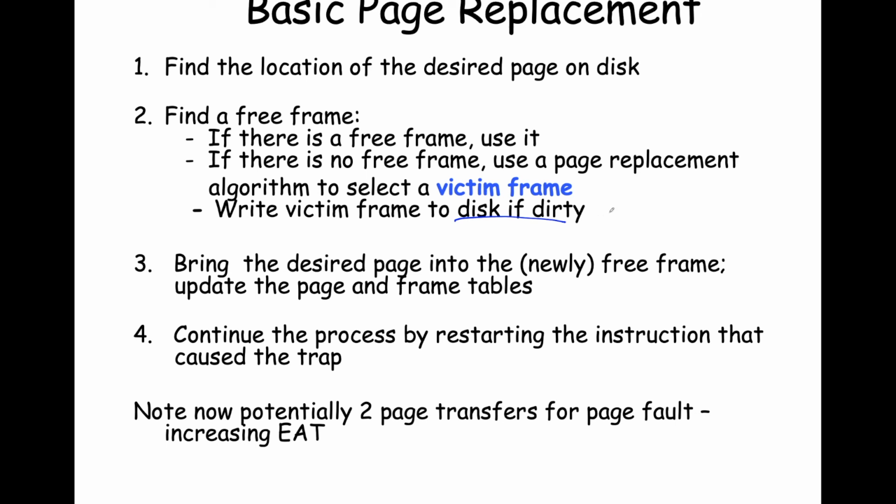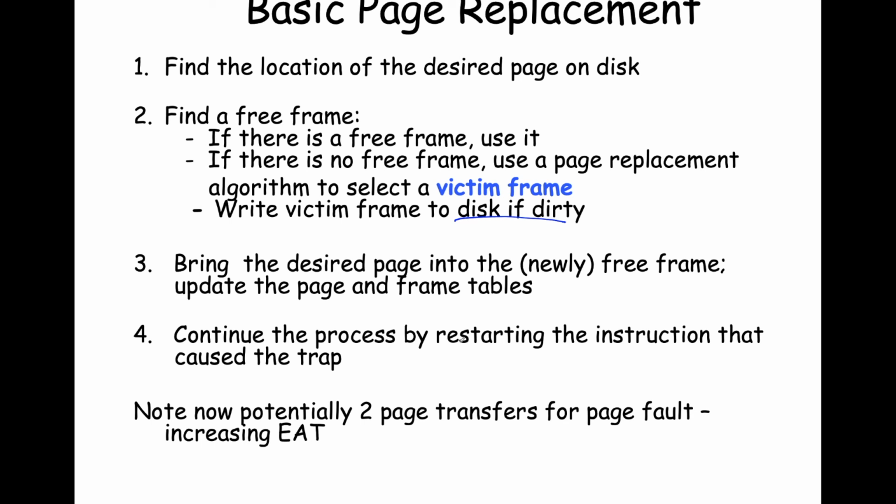So then you bring the desired page into the newly freed up frame, and then you update the page table as well as the frame tables to reflect that assignment of that page that was brought off of the backing store, off the swap space, into that newly freed up frame. And then you continue this process by restarting the instruction that caused this trap to the interrupt service routine to invoke all of these procedures.